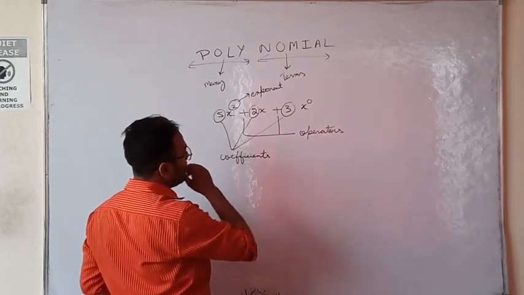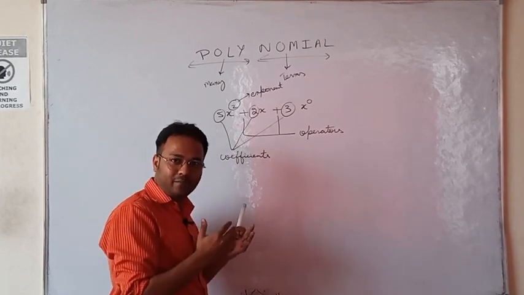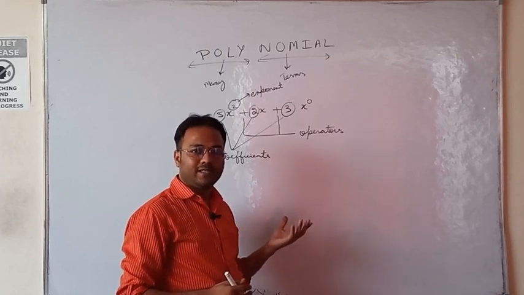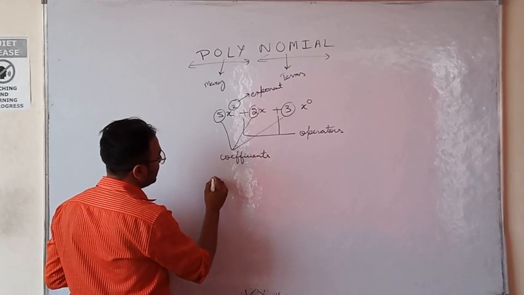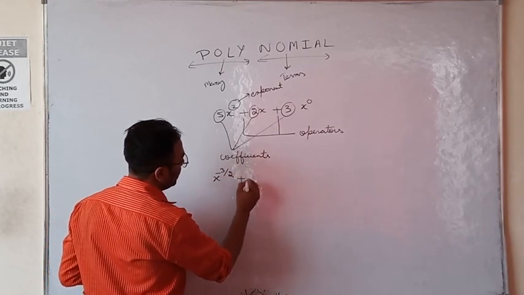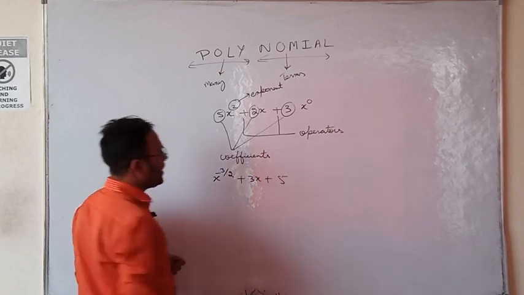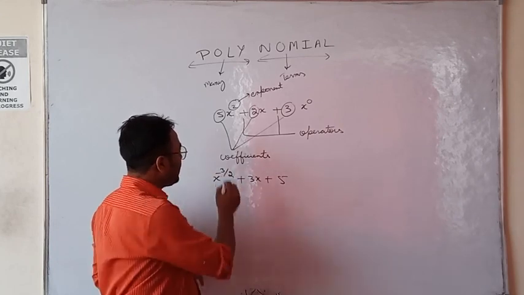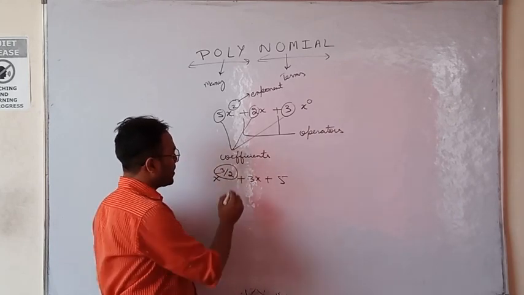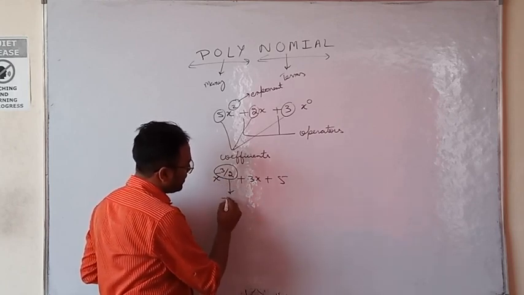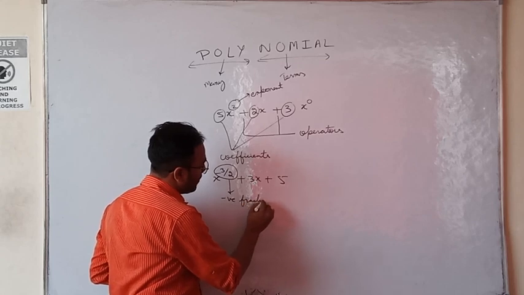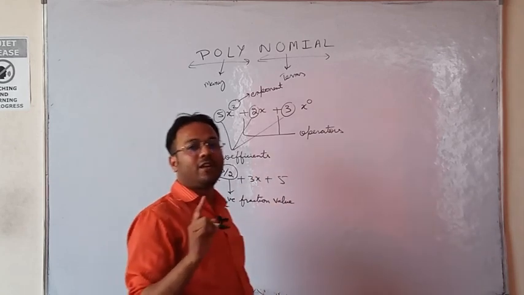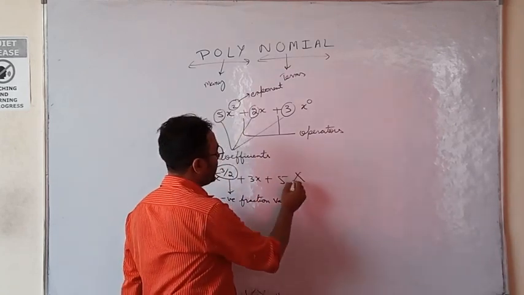Now let's have another example to understand which kind of polynomial we will not consider. Let's say x to the power minus 3 by 2 plus 3x plus 5. Students, you can see here that the power of the variable is minus 3 by 2, meaning it's a negative fraction value. So this expression will not be considered a polynomial.